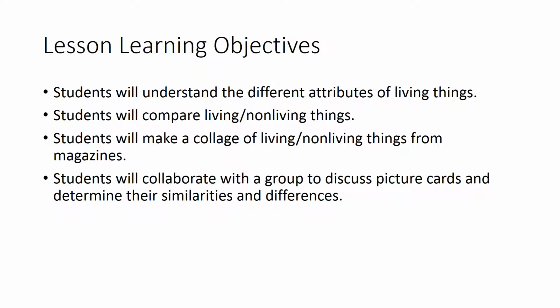The learning objectives for this lesson will be: students will understand the different attributes of living things. Students will compare living and non-living things. Students will make a collage of living and non-living things from magazines, and students will collaborate with a group to discuss picture cards and determine their similarities and differences.